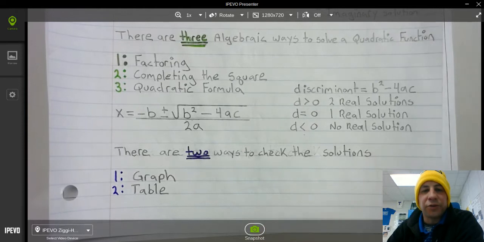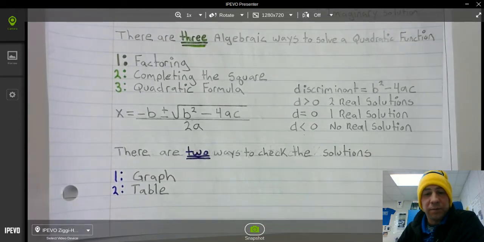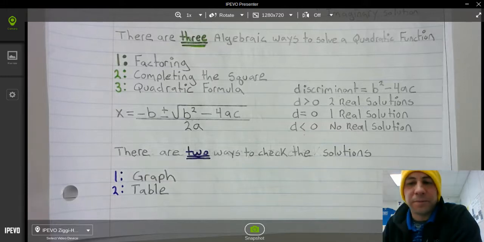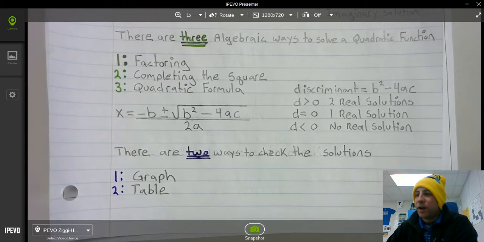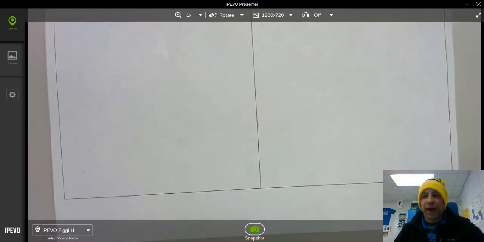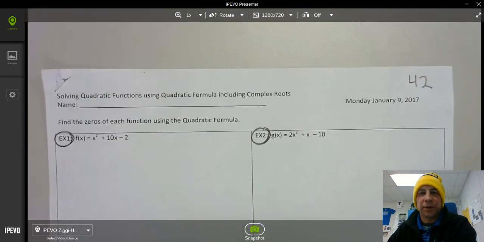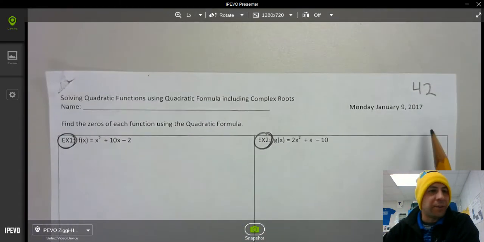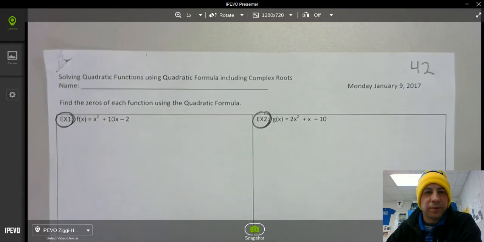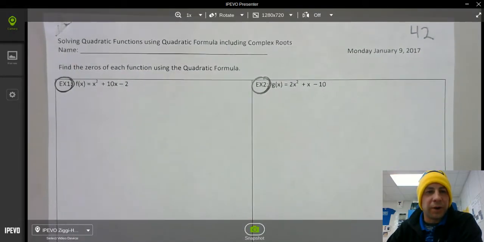Now, once you've found your solution, there are 2 ways to check the solution. You can check by graphing. So when you graph it, you can see, okay, these are where the solutions are. Or you can check the table. All right, so if you would, finish up your notes. All right, now that your notes are finished, let's look at the examples. Now remember, all these notes and examples are on page 42. So let's look at example number 1.